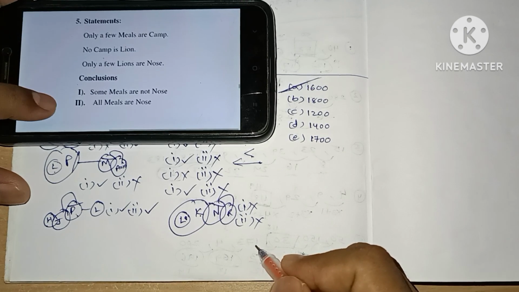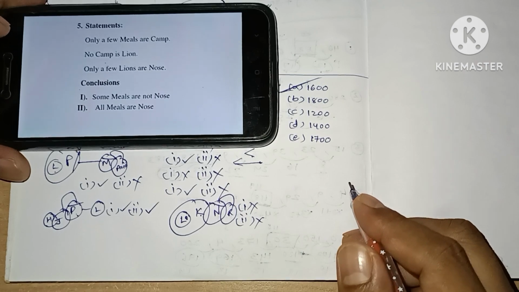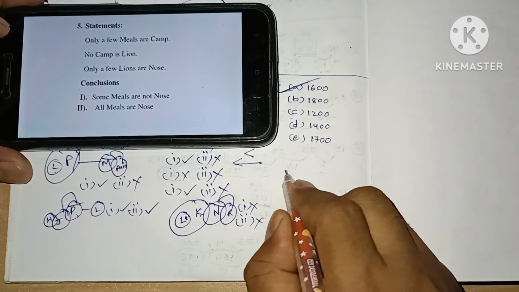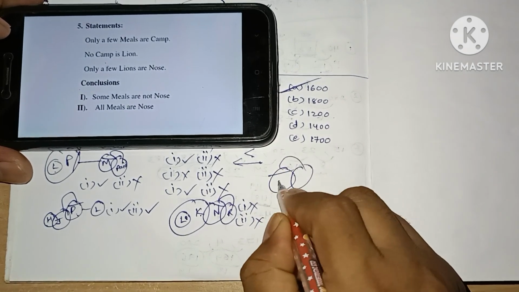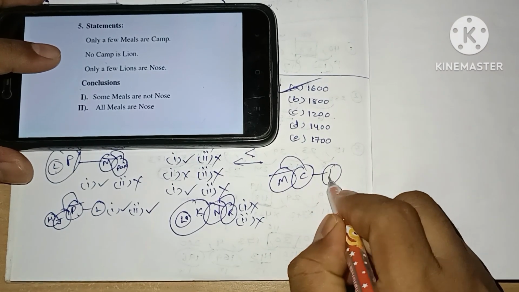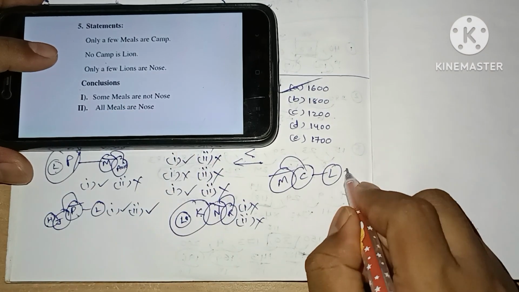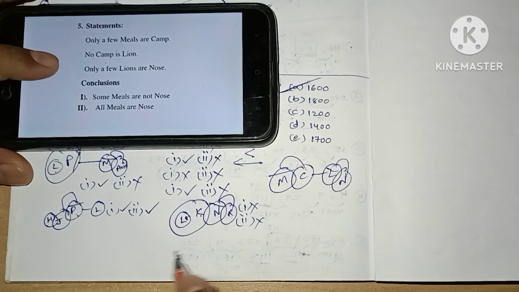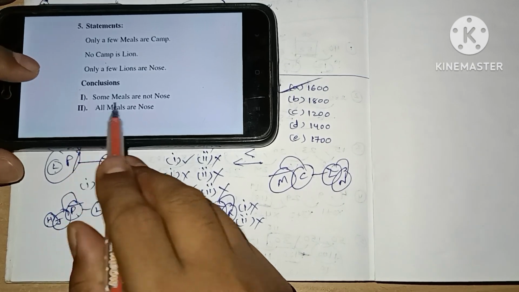Question number 5. Only a few meals are cup. Only a few meals are camp. No camp is lion. Only a few lions are nose. Now conclusions are some meals are not nose.